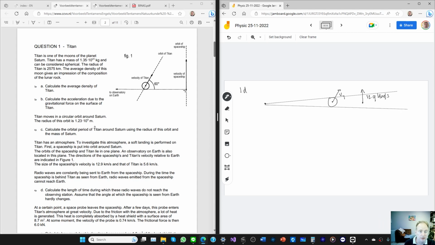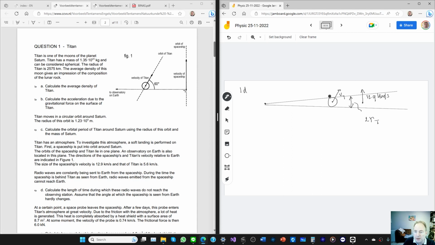But actually, since the angle at which the spaceship is seen from Earth hardly changes, and this is really a long distance compared to the radius of Titan, these are practically horizontal lines. So for the purpose of this calculation, this distance here is just 2 times the radius of Titan.